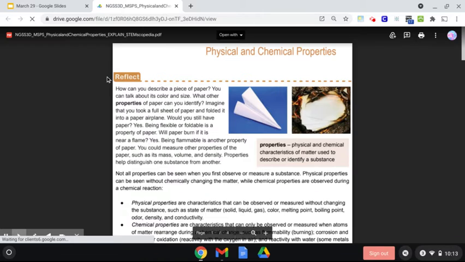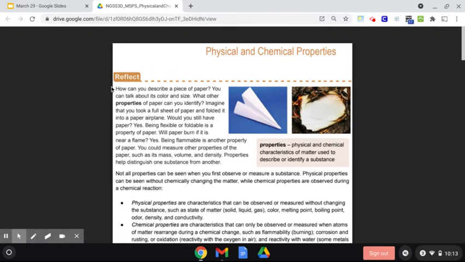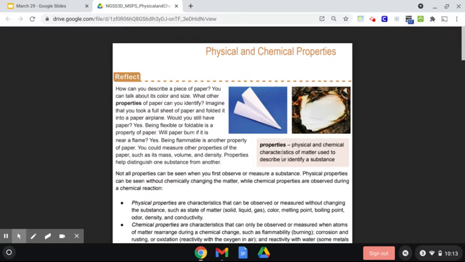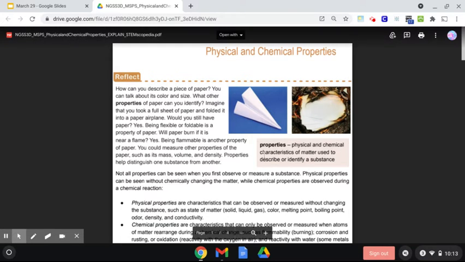Reflect. How can you describe a piece of paper? You can talk about its color and size. What other properties of paper can you identify? Properties means physical and chemical characteristics of matter used to describe or identify a substance.